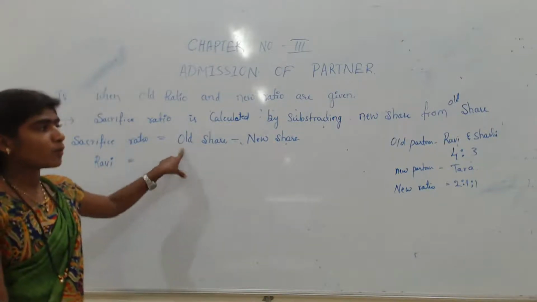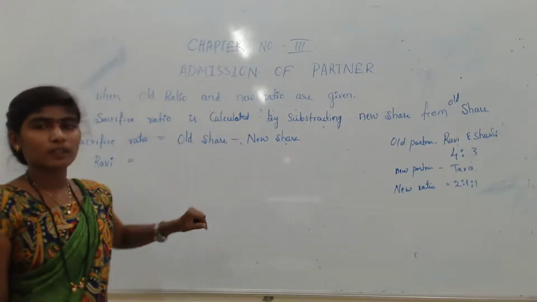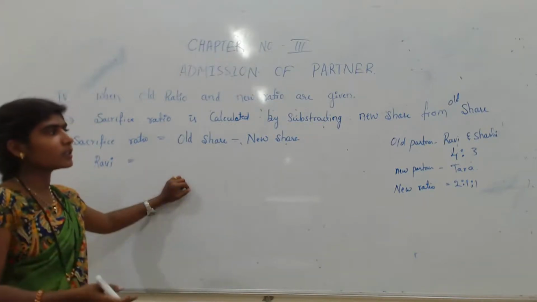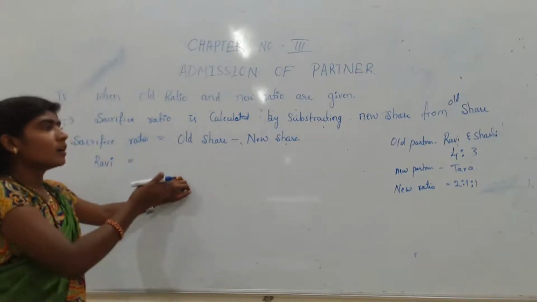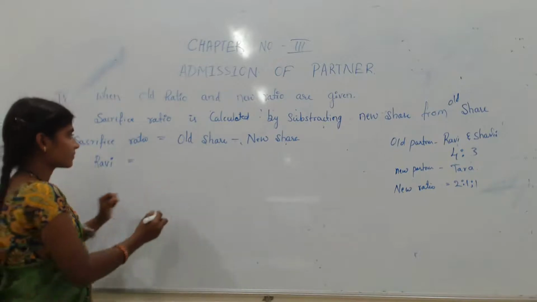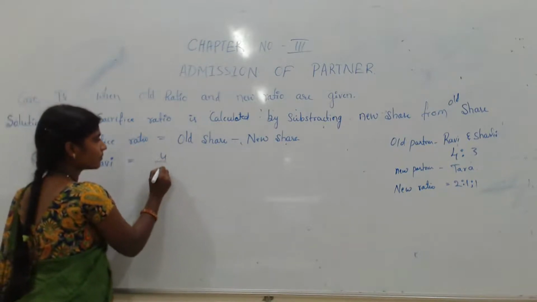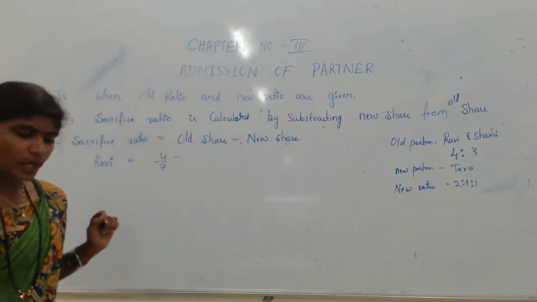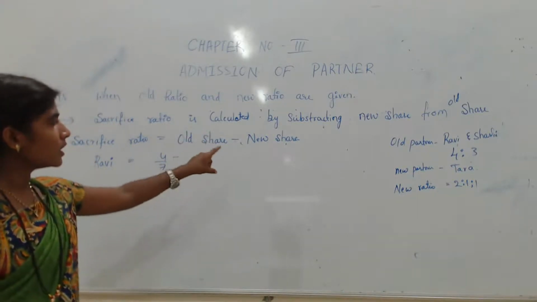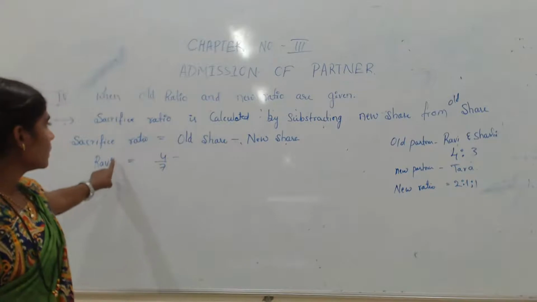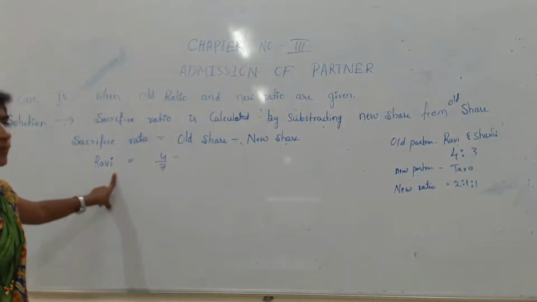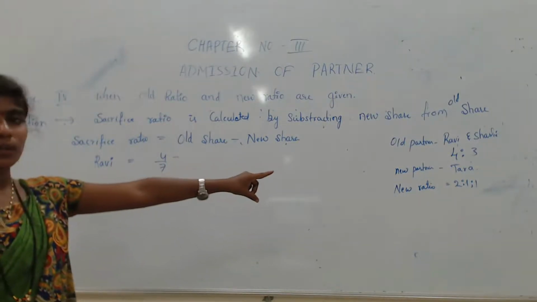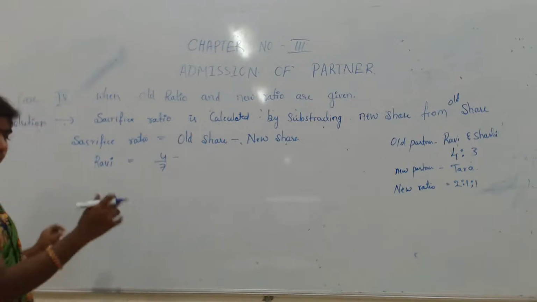What is the old ratio? 4:3. That is the ratio. No, convert that ratio into share. So 4/7 minus. After that, the new share of Ravi. What is the new share of Ravi? 2/4.